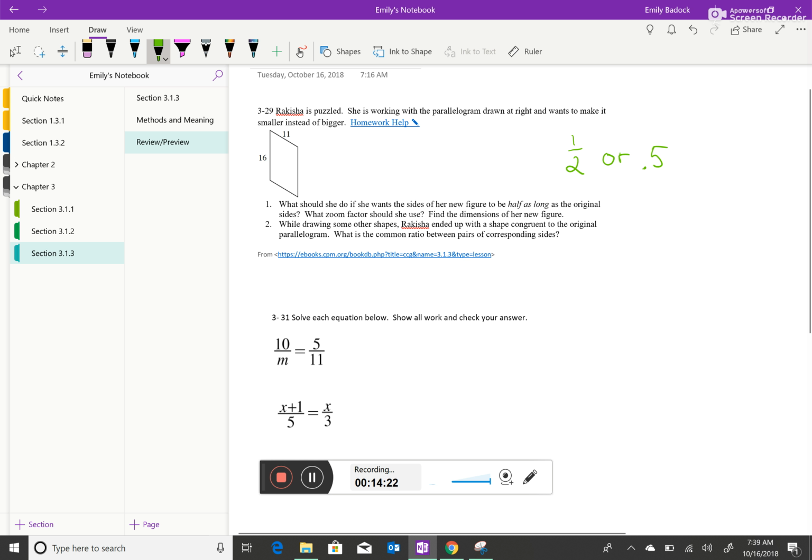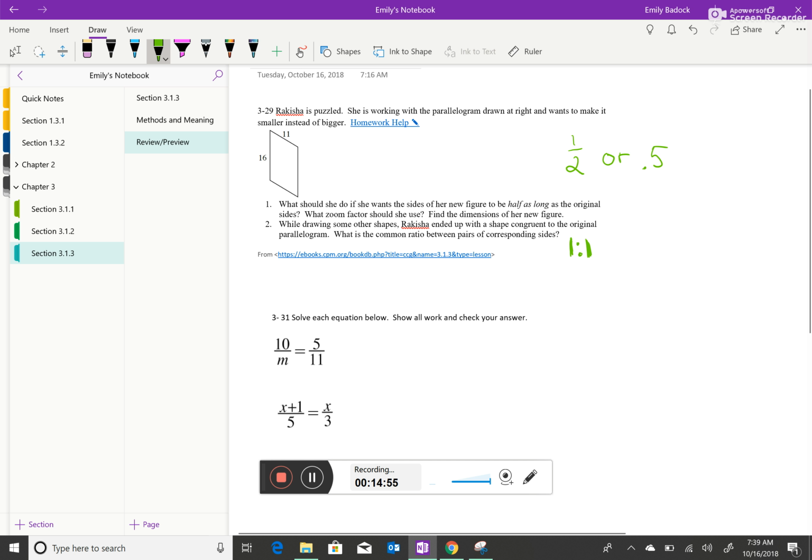Okay. While drawing some other shapes, she ended up with a shape congruent to the original parallelogram. What is the common ratio between the pairs of corresponding sides? So remember, if something's congruent, it is the exact same. So think about what number you can multiply those sides by to get the same exact number. So think about what can you multiply 11 by to get you 11? And it's going to be 1. So our ratio for that guy is going to be 1 to 1.